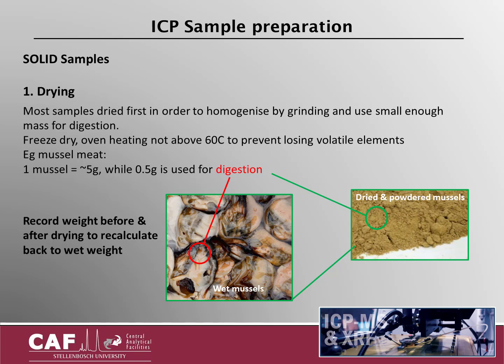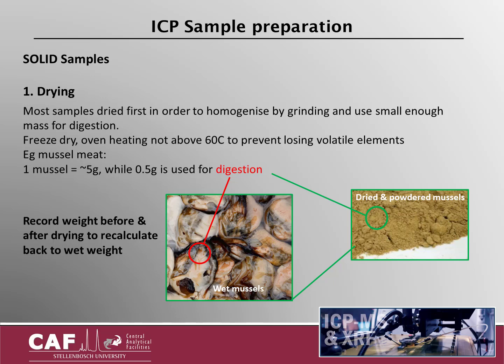So you will need to dry them, grind them into a powder, and only from the dried powder you'll select your 0.5 gram for digestion. Again, going back to the initial requirement for sampling, what you ultimately analyze must represent the whole of your sample matrix. It is also important when you start off with wet samples that you record the wet weight before and after drying, so that you can recalculate the results back to a wet weight of sample.